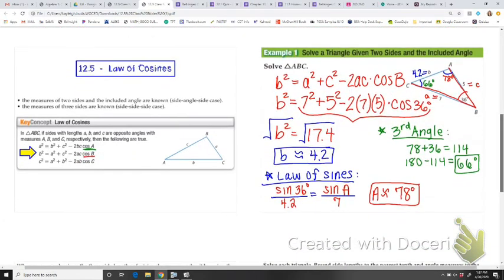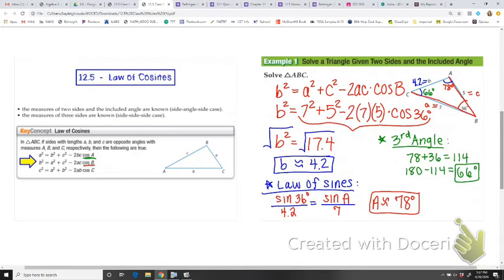All right, so here's the new material, law of cosines. So you're going to be using the law of cosines when you have the measures of 2 sides and the included angle, so the side angle side case, or if you have the measures of the 3 sides that are known. So nothing about the angles is given, but you know 3 side lengths. So I'll show you an example of each of these. And there's 3 different equations there for the law of cosines depending on what angle that you are given.